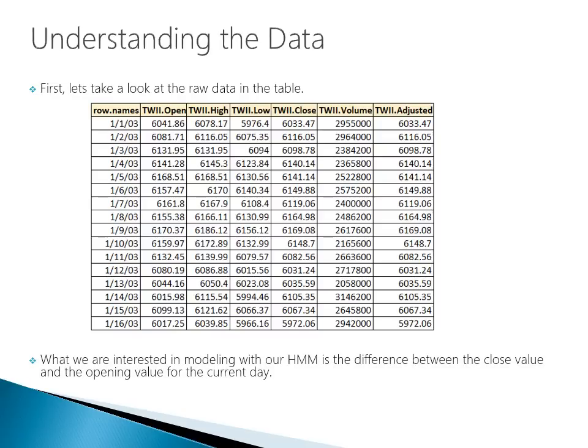Now, what we are interested in modeling with our hidden Markov model is the difference between the close value and the opening value for the current day. So how does the system change for a particular day? So it's the difference between the close and the open value for a given day.